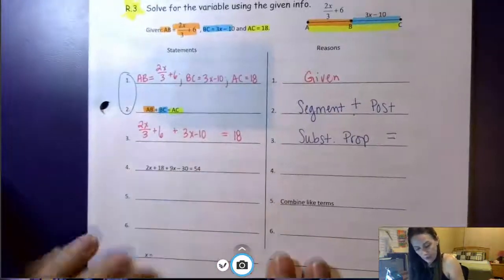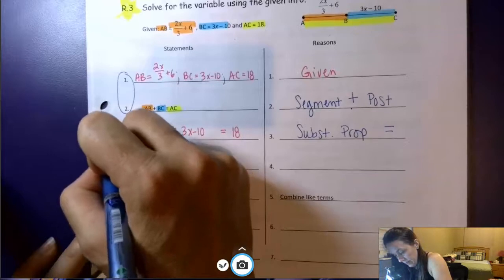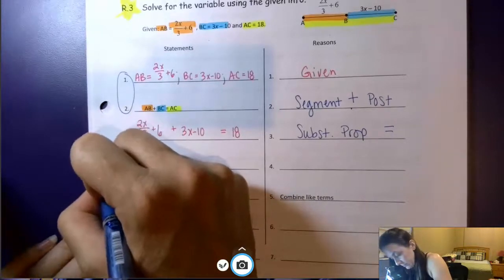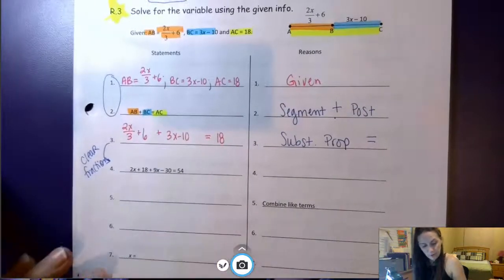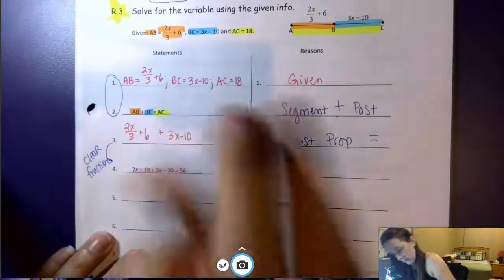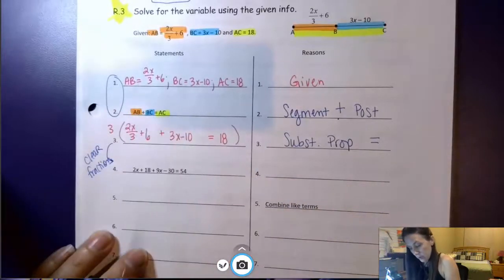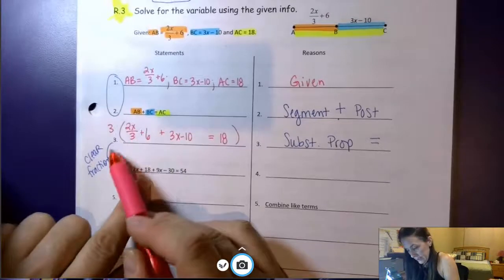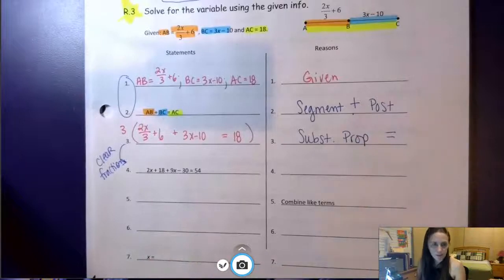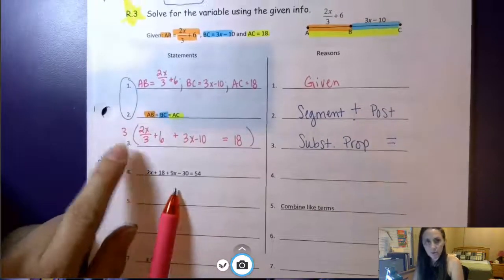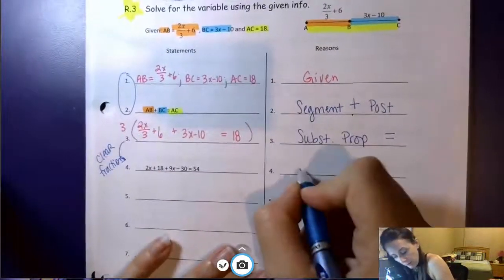Now, I want to clear this fraction. How am I going to get rid of the fraction? Hopefully everybody sees, well, there's only one fraction, so I just need to multiply everything by 3. I got rid of the fraction, I multiplied everything by 3. So, cancel there, give me 2x, 18, 9x, 30, 84. Now, clear the fraction isn't a reason. What did I do to clear the fraction? I multiplied by 3. So this is my multiplicative property of equality.